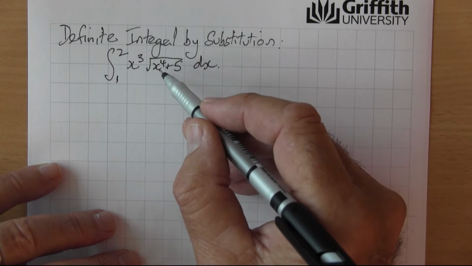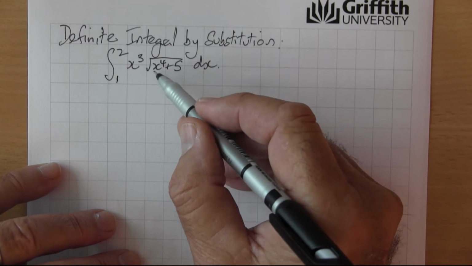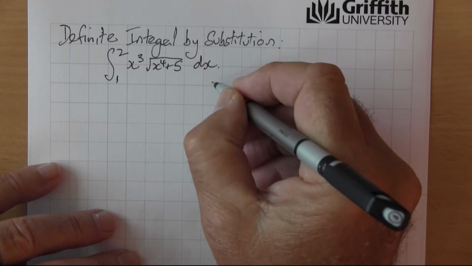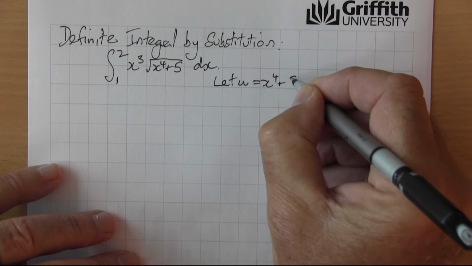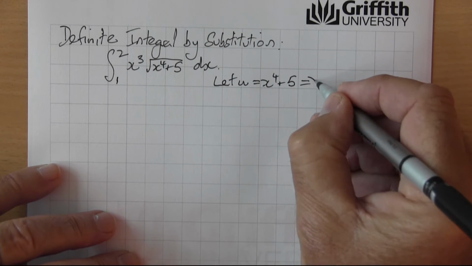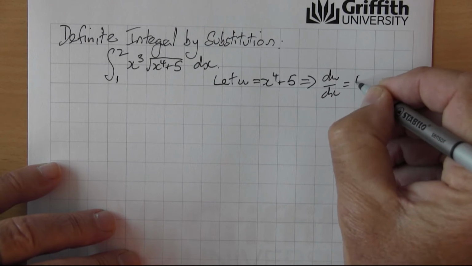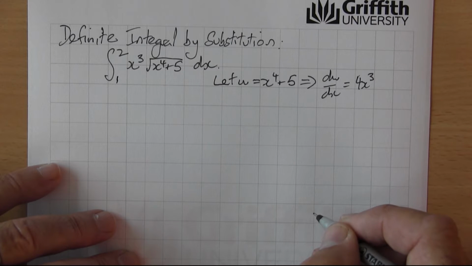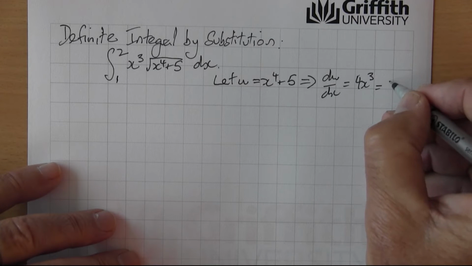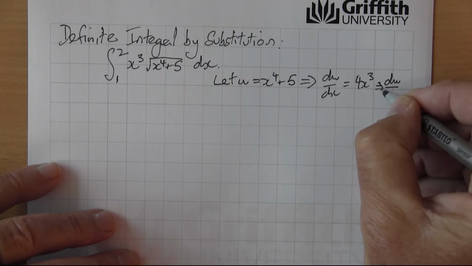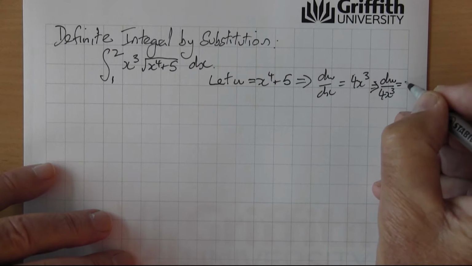We've got the square root, which is a function in itself, of another function, which is x to the 4th plus 5. So if we let u equal that function, so let u equal x to the 4 plus 5. So from there, we've got du dx is equal to 4x cubed. And we can make dx the subject: du over 4x cubed equals dx.